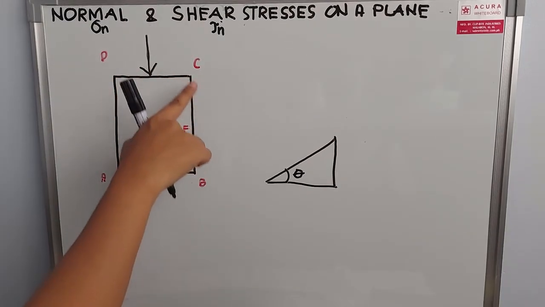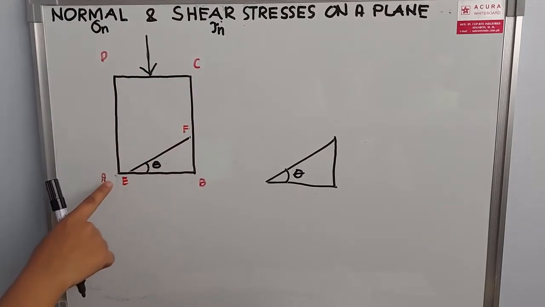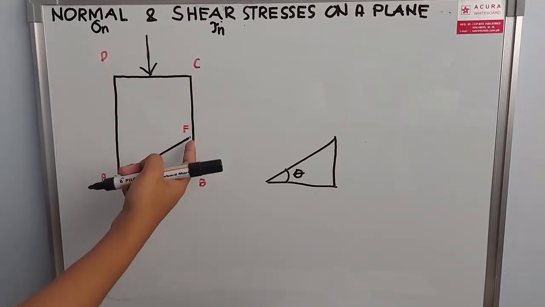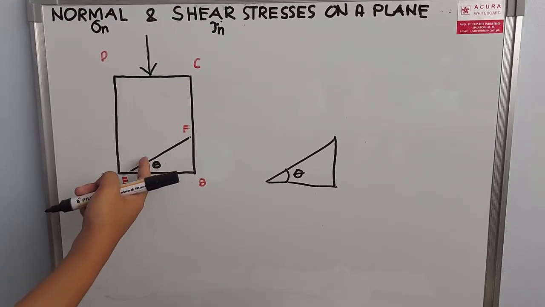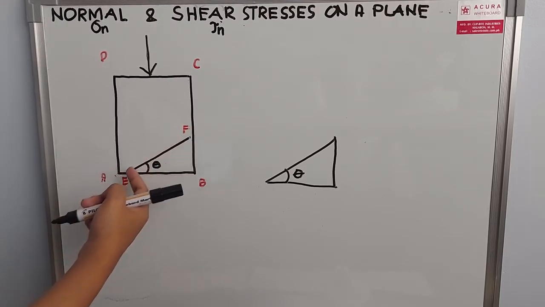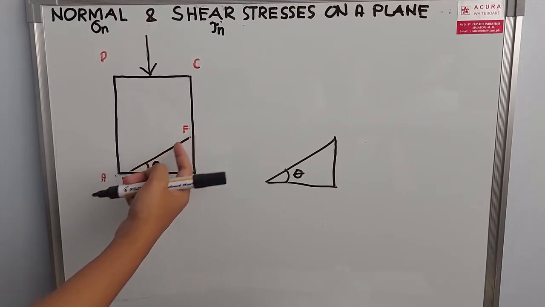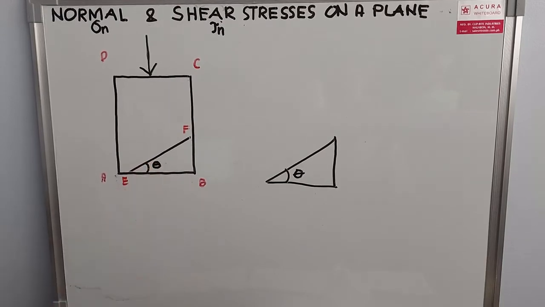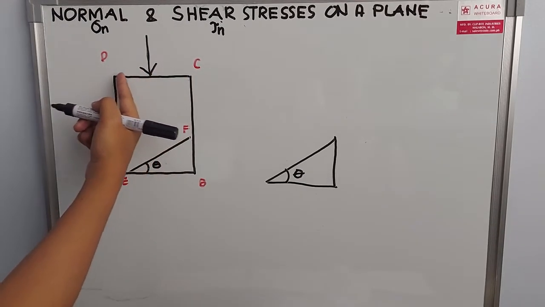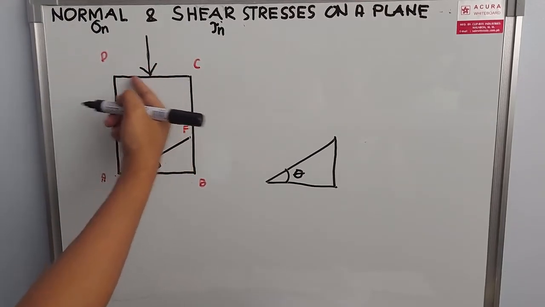By the way, this is our soil element, two-dimensional, point A, point B, point C, and point D. And then we also have a plane at a certain angle, and that is point E and point F. So this is plane EF, and it has a certain angle with reference to plane AB. So going back, we have here a normal stress acting perpendicularly towards this plane.